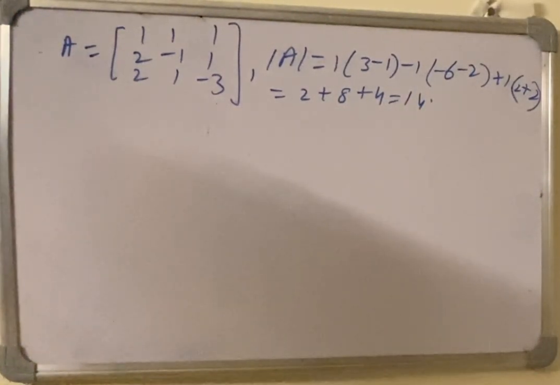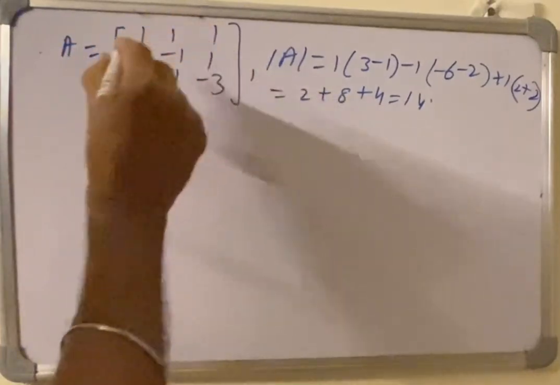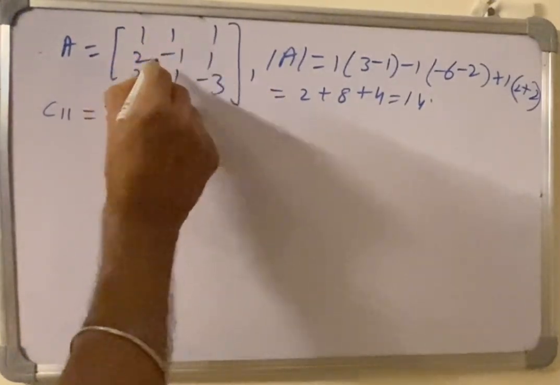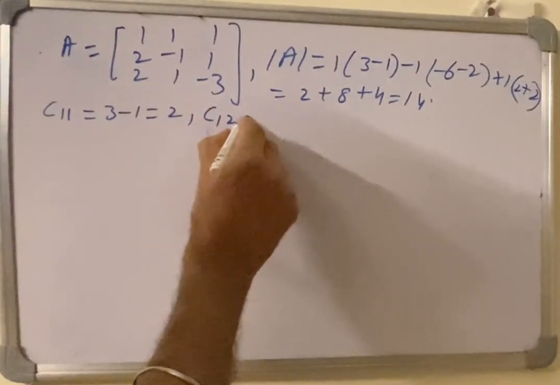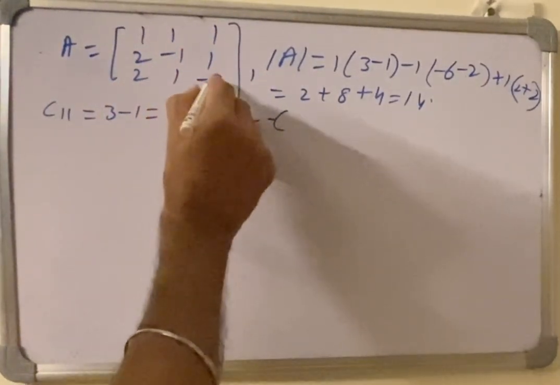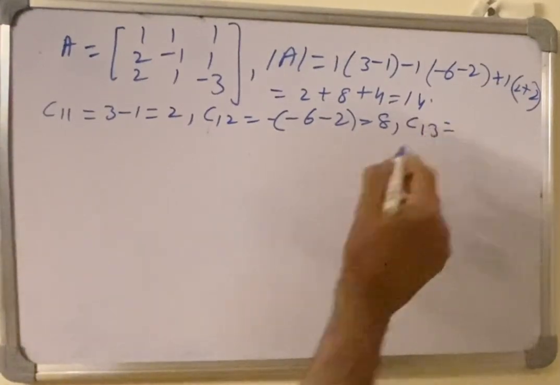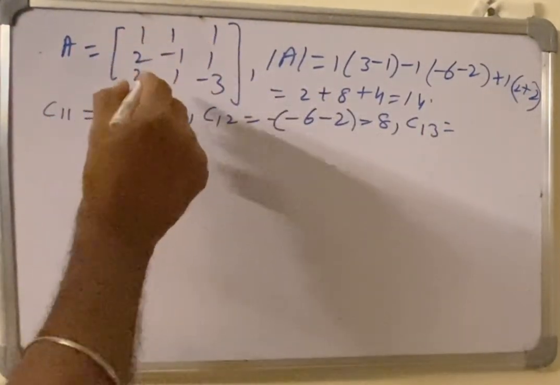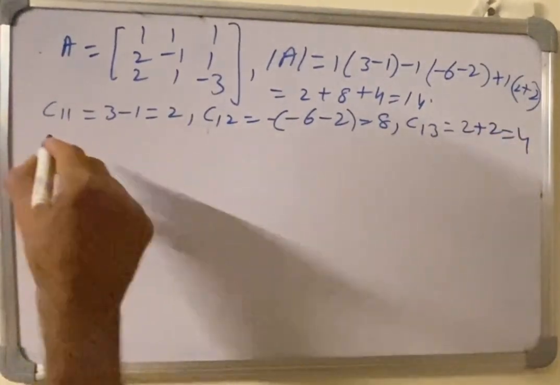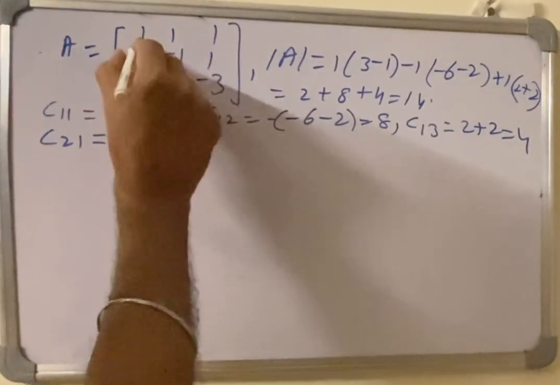Then we find their cofactors. Cofactor of the first element, first of all we take the elements of the first row. C11 is equal to 3 minus 1, 2. C12 is equal to minus 6 minus 2 is equal to 8. C13, the cofactor of the third element of the first row, is 2 plus 2 is equal to 4.